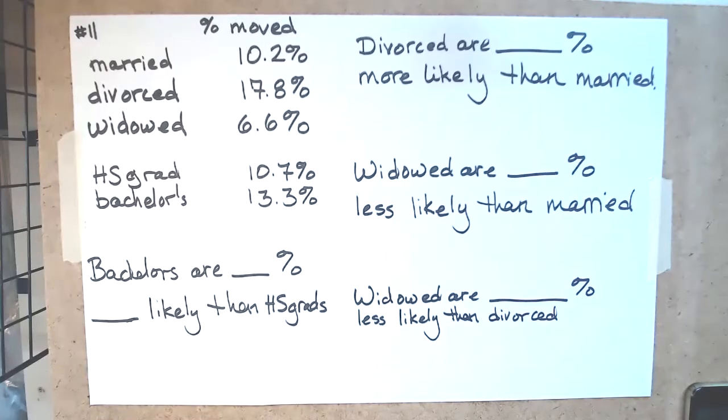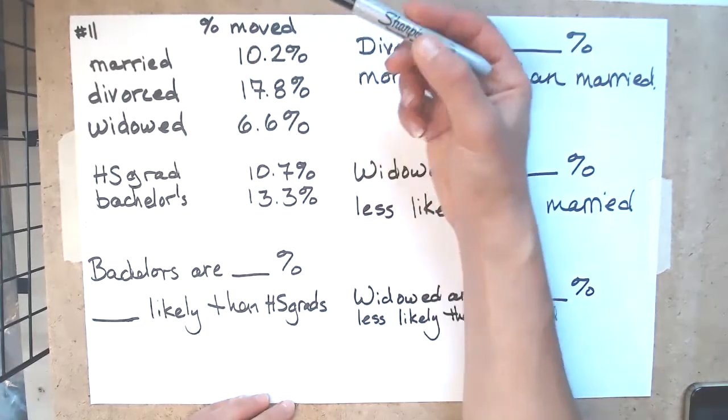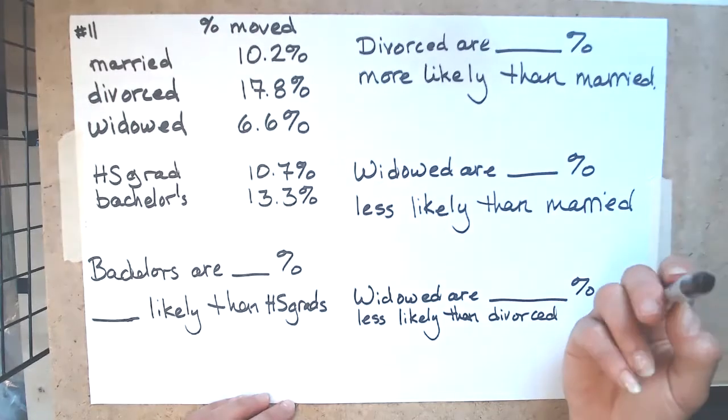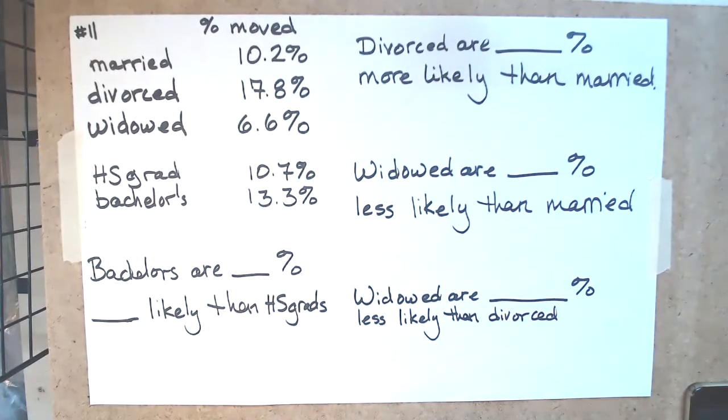Let's look at problem 11 from the review problems. Now this is that really long table, some of which is kind of hard to read. So I've pulled out the key statistics that you need for the first few parts of number 11 on here. So we have people who are married, widowed, and divorced, and we know what % of them moved in the last 12 months.